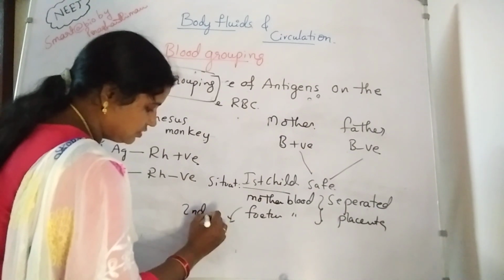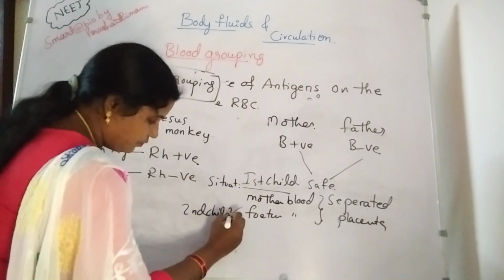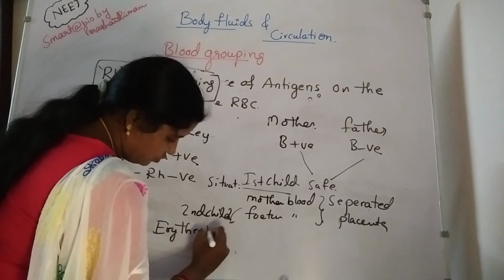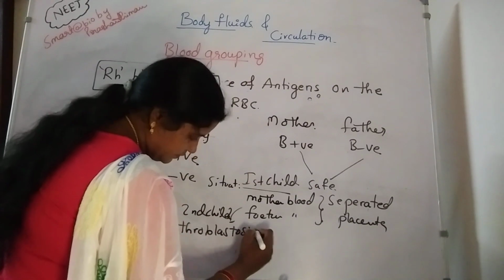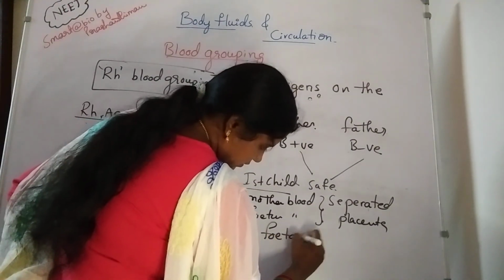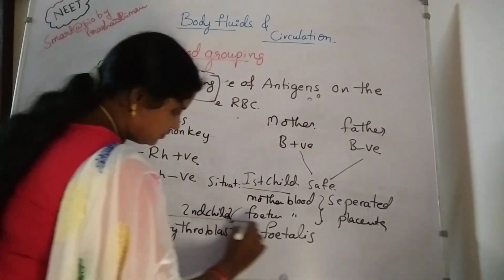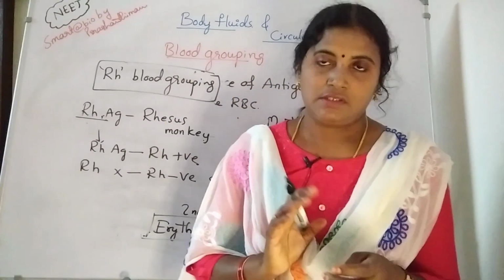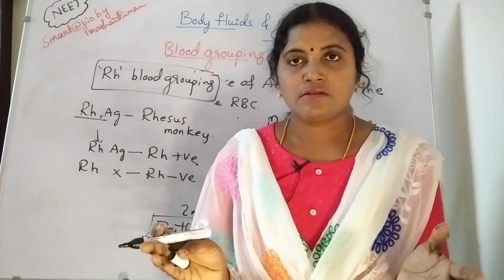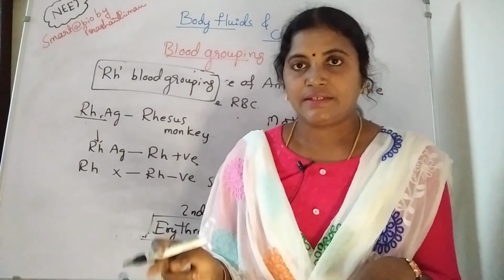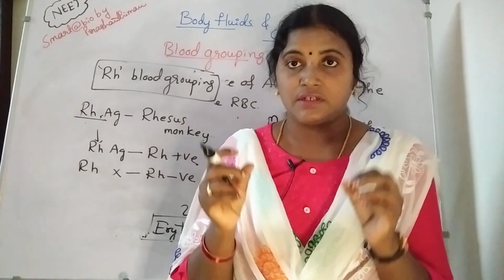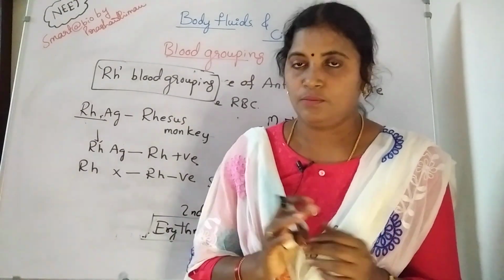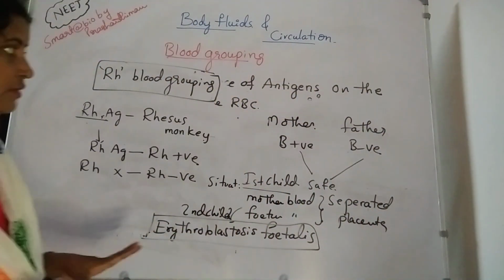This condition is known as the second child condition. It results in the problem called erythroblastosis fetalis, means the blood cells destroy the fetus because of the presence of two different antigens and antibodies. It results in the formation of clots in the blood vessels and clots in the fetus, so it results in abortion. Okay, so that is all about the blood grouping.